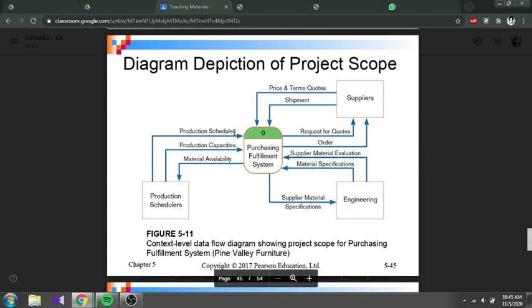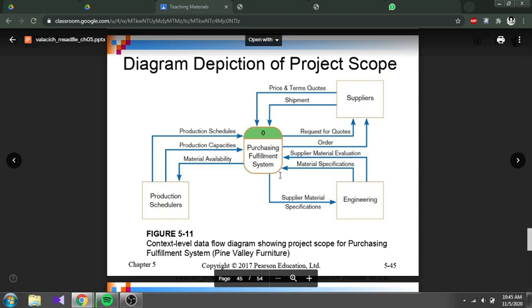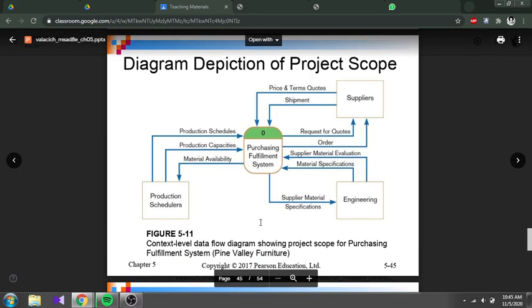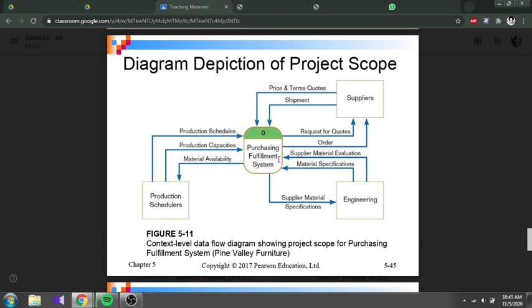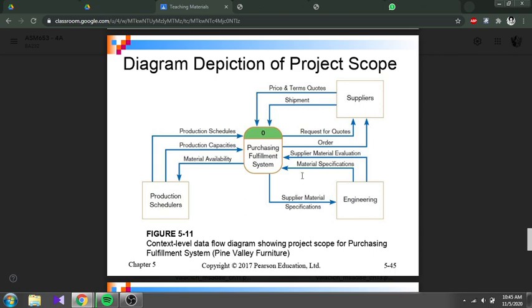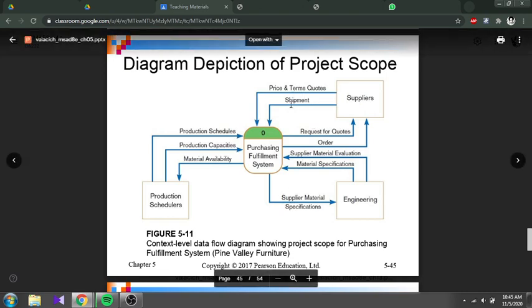Okay, this is the diagram description of project scope. For example, they want to build this purchasing fulfillment system for the Pine Valley Furniture company. They have production schedulers, suppliers, and engineering. So these three units are affected by this purchasing fulfillment system. This system facilitates all the processes on the schedule, the request order, the supplier material, and the shipment also.